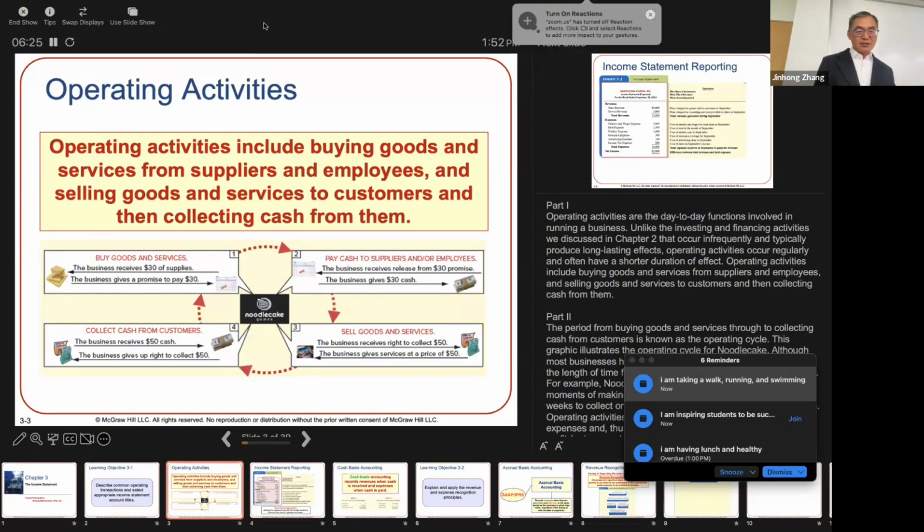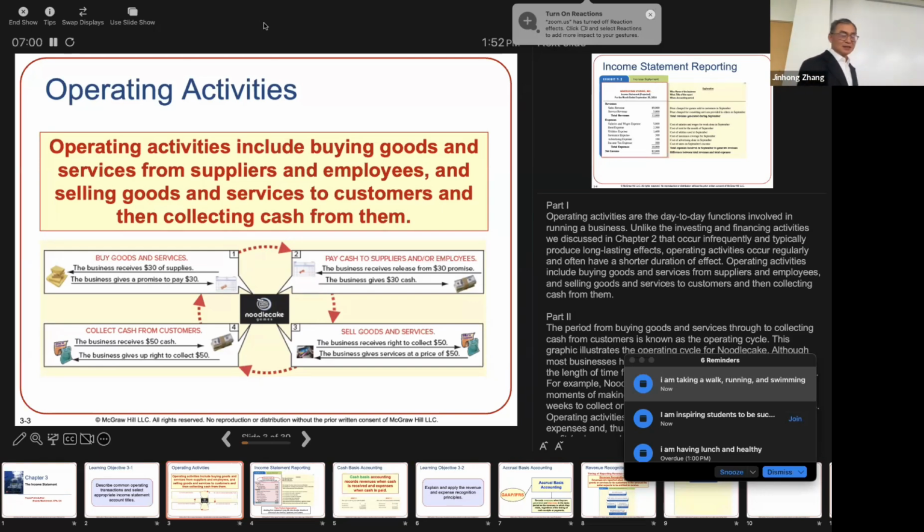And then collect cash. Sell goods and services. The business receives the right to collect $50. The business gives service at the price of $50. So it's revenue $50, right? You increase revenue $50. And then you increase accounts receivable, because they haven't paid you. So you will collect $50, right? So accounts receivable increases $50. So assets increase $50. And then, revenue increases $50.